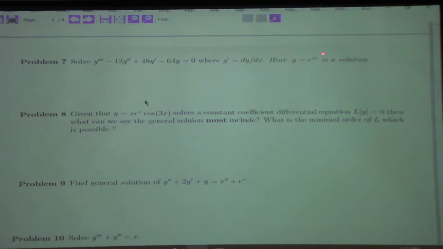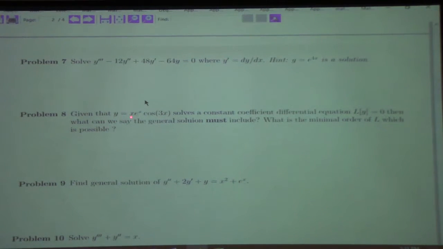But what does it say? If this is here, what does that tell you about the operator? It has a D minus 4 in it, so we can factor out a D minus 4 from the D cubed minus 12D squared plus 48D minus 64 acting on y equals 0 equation. There's a D minus 4 that you can find in there.